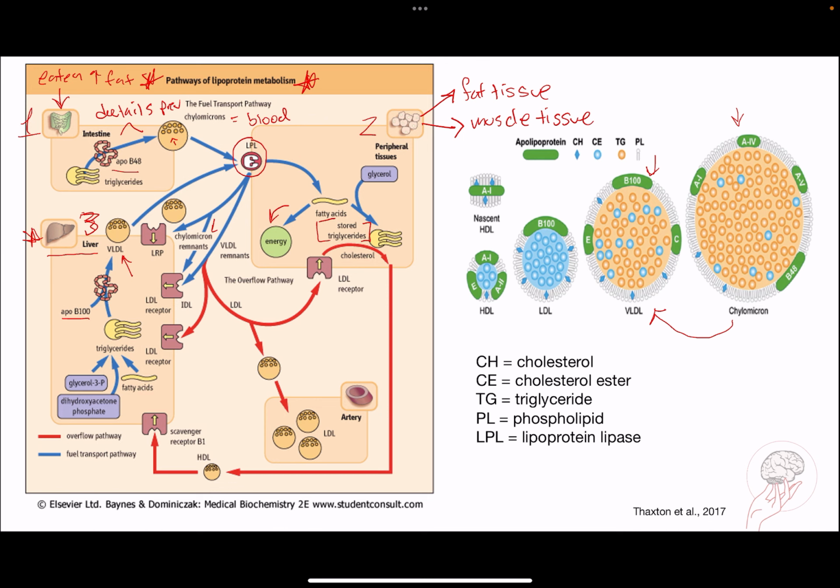So, in the liver will release that very low density lipoprotein. And again, this very low density lipoprotein is going to hit LPL on peripheral tissues. LPL is going to do the same thing. It's going to bring in fatty acids and triglycerides, and these are either going to be used for energy, but more likely if it's in fat, they're going to be stored.